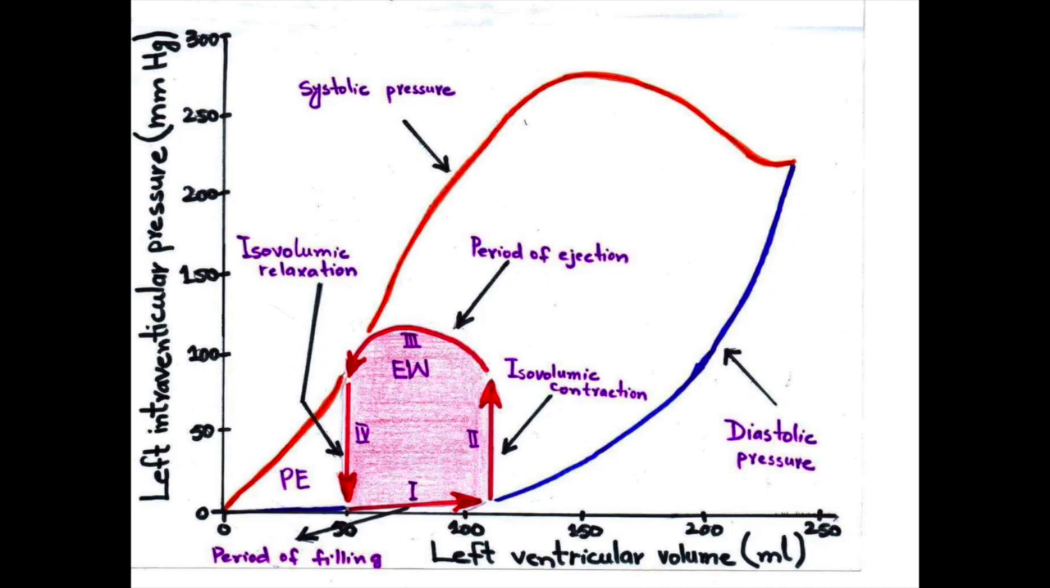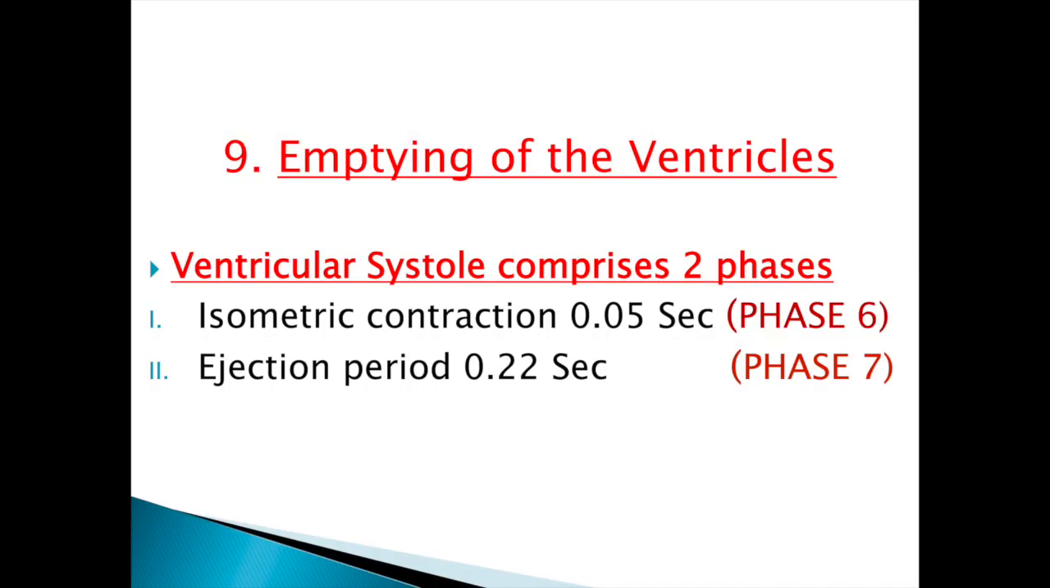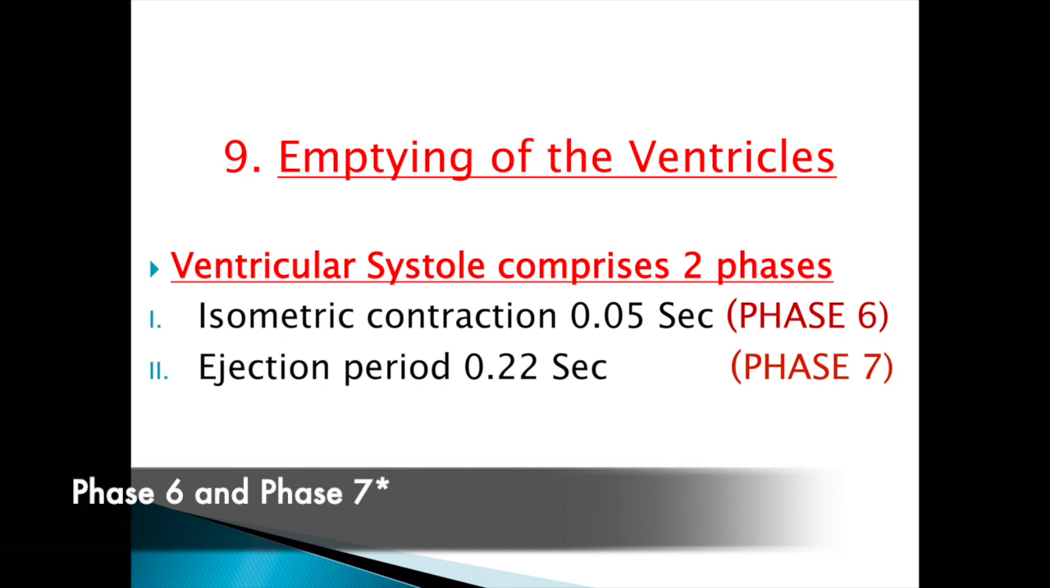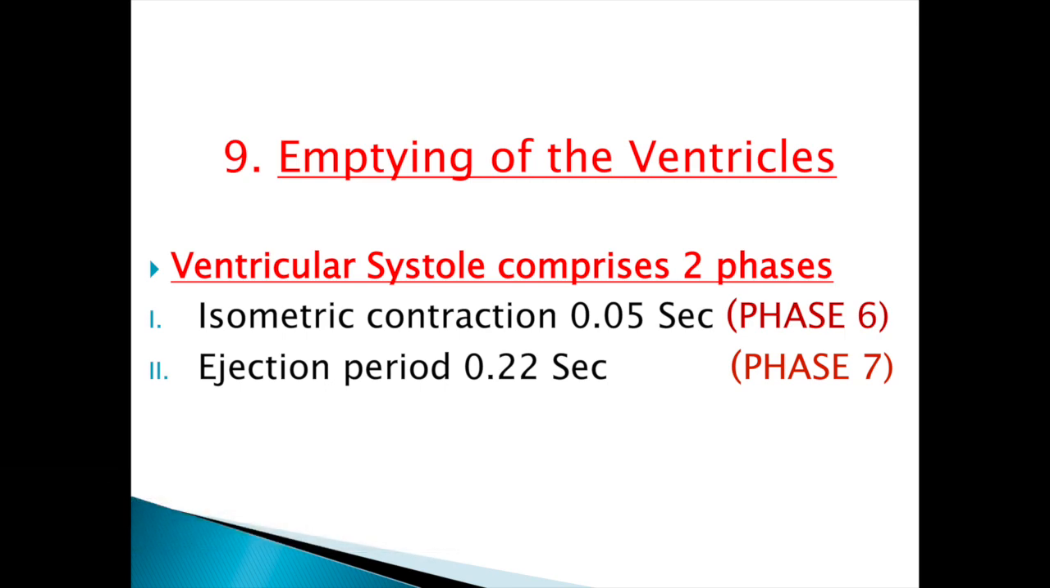So this diagram will be clear when we finish the ventricular systole. Now we are coming to the emptying of the ventricles. These are the terms used by Guyton, emptying of the ventricles, and it has two phases, which we say is cardiac cycle phase 5 and cardiac cycle phase 6. Ventricular systole has two phases. One is isovolumic contraction, and the second is the period of ejection. The isovolumic contraction duration is 0.05 second, and the ejection period has a time of 0.22 second.